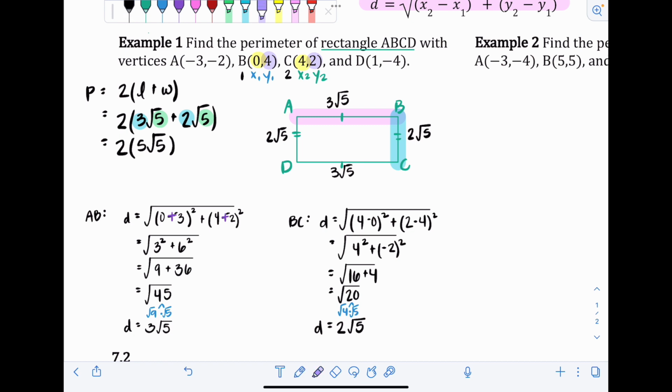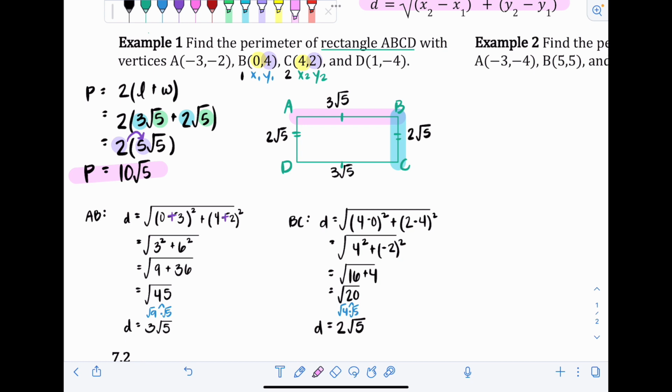And then when we're multiplying a regular number by a number with the radical, we just have to multiply it by the number in front. We don't multiply it inside the radical. It's kind of like a gel cell. So we'll do 2 times 5. So 2 times 5 would be 10. And then the root 5 just stays exactly the same the entire time. So the perimeter of this rectangle would be 10 root 5.